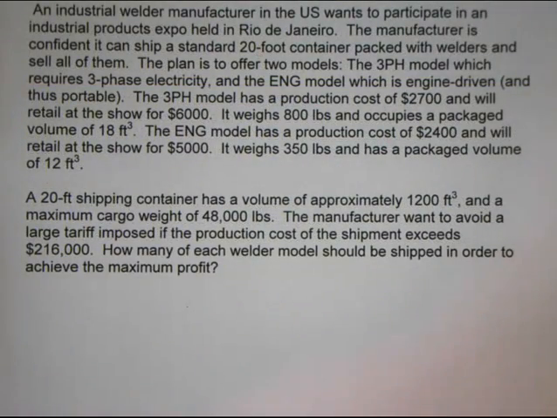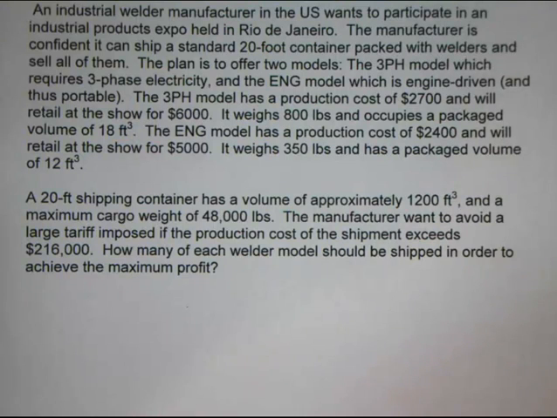An industrial welder manufacturer in the U.S. wants to participate in an industrial products expo held in Rio de Janeiro. The manufacturer is confident it can ship a standard 20-foot container packed with welders and sell all of them. The plan is to offer two models, the 3pH model, which requires three-phase electricity, and the ENG model, which is engine-driven and thus portable. The 3pH model has a production cost of $2,700 and will retail at the show for $6,000. It weighs 800 pounds and occupies a packaged volume of 18 cubic feet.